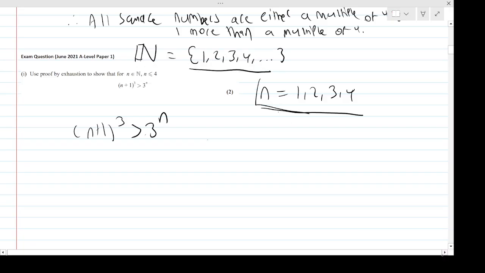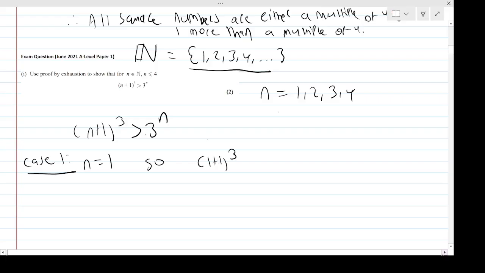So if we only have 4 values, maybe just consider the 4 cases where n is 1, 2, 3 or 4. The first case is n equals 1, so just substitute that in. (n plus 1) cubed is (1 plus 1) cubed. That's 2 cubed, which is 8. And also 3 to the 1 is 3. Well, therefore 8 is greater than 3.